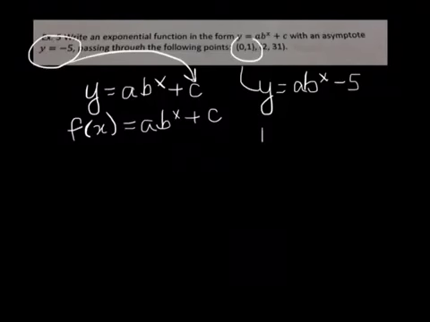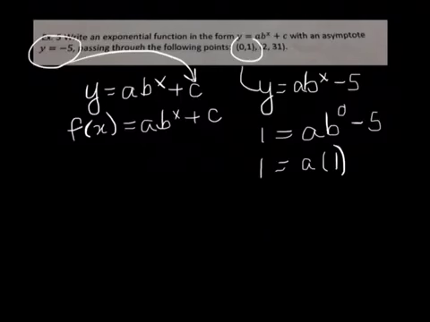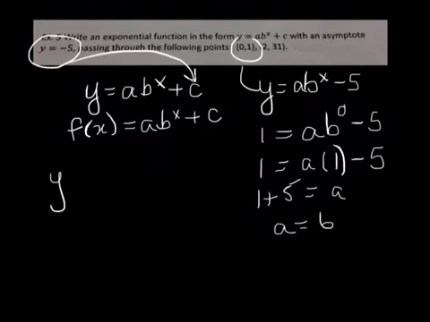So y is 1. I don't know a. I don't know b. X is 0, and subtract 5. Well, I know b to the 0, of course, is 1. I shouldn't say of course, but we do know it's 1. And subtract 5. So if I bring the -5 over, 1 plus 5 equals a. A is 6. So let's continue to write what we know. y equals 6 b to the x minus 5.